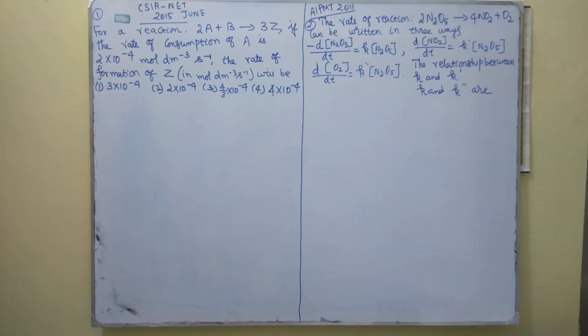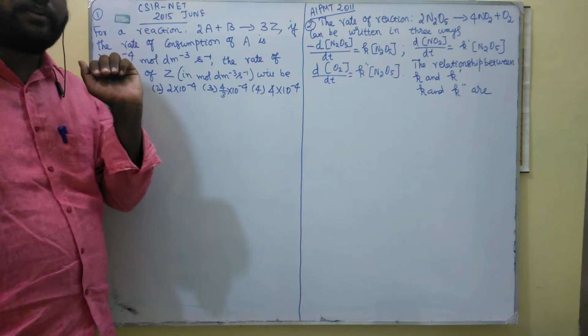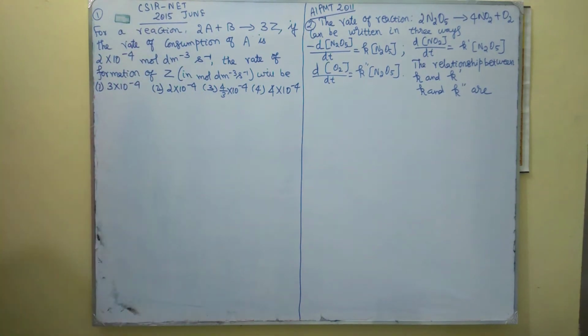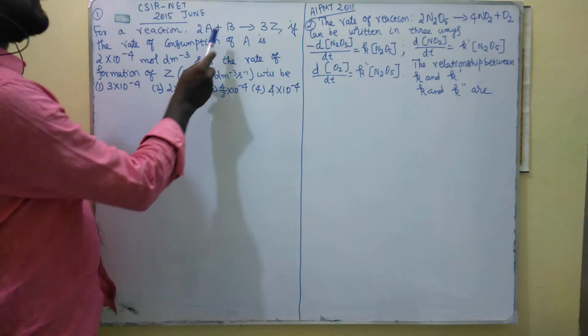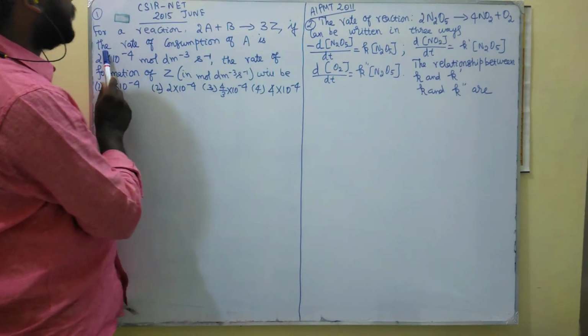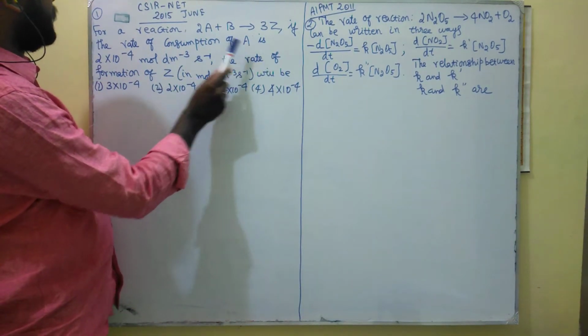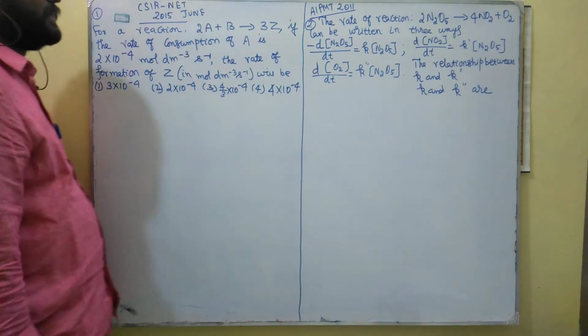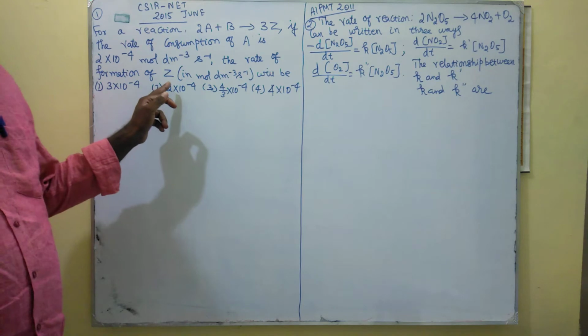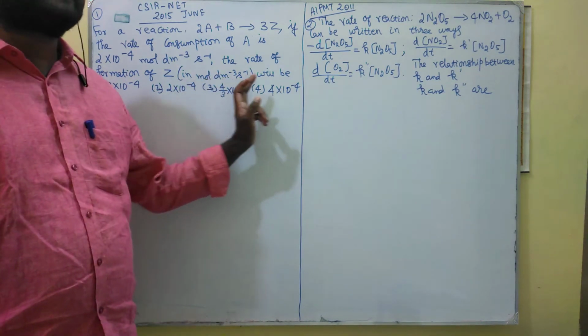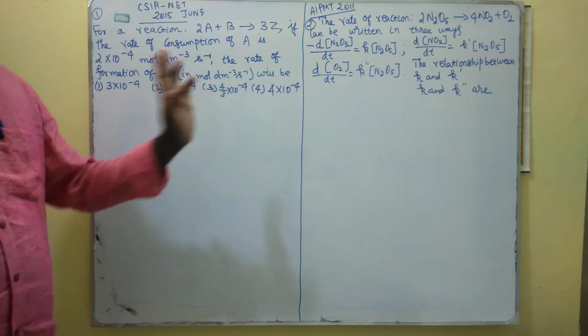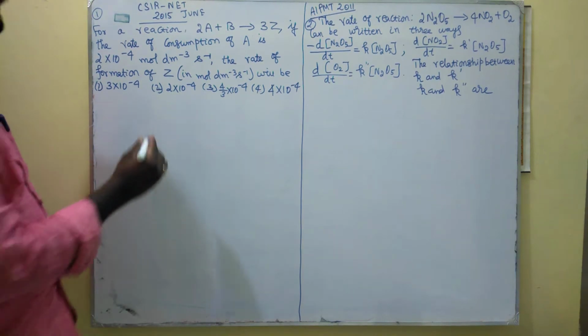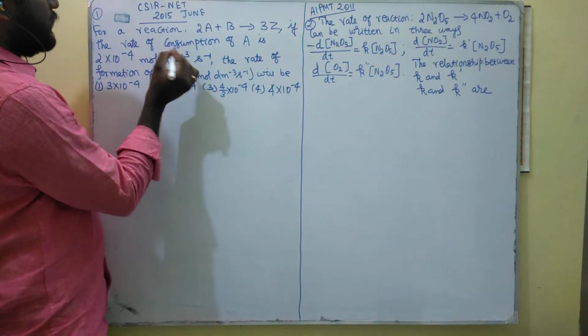The first one, CSIR NET examination 2015 June question. The question is, for a reaction 2A plus B gives 3Z, if the rate of consumption of A is 2 into 10 power minus 4 mole per decimeter cube per second, the rate of formation of Z in mole per decimeter cube per second will be. The four options are given. So this is the question. So we know what they are asking.